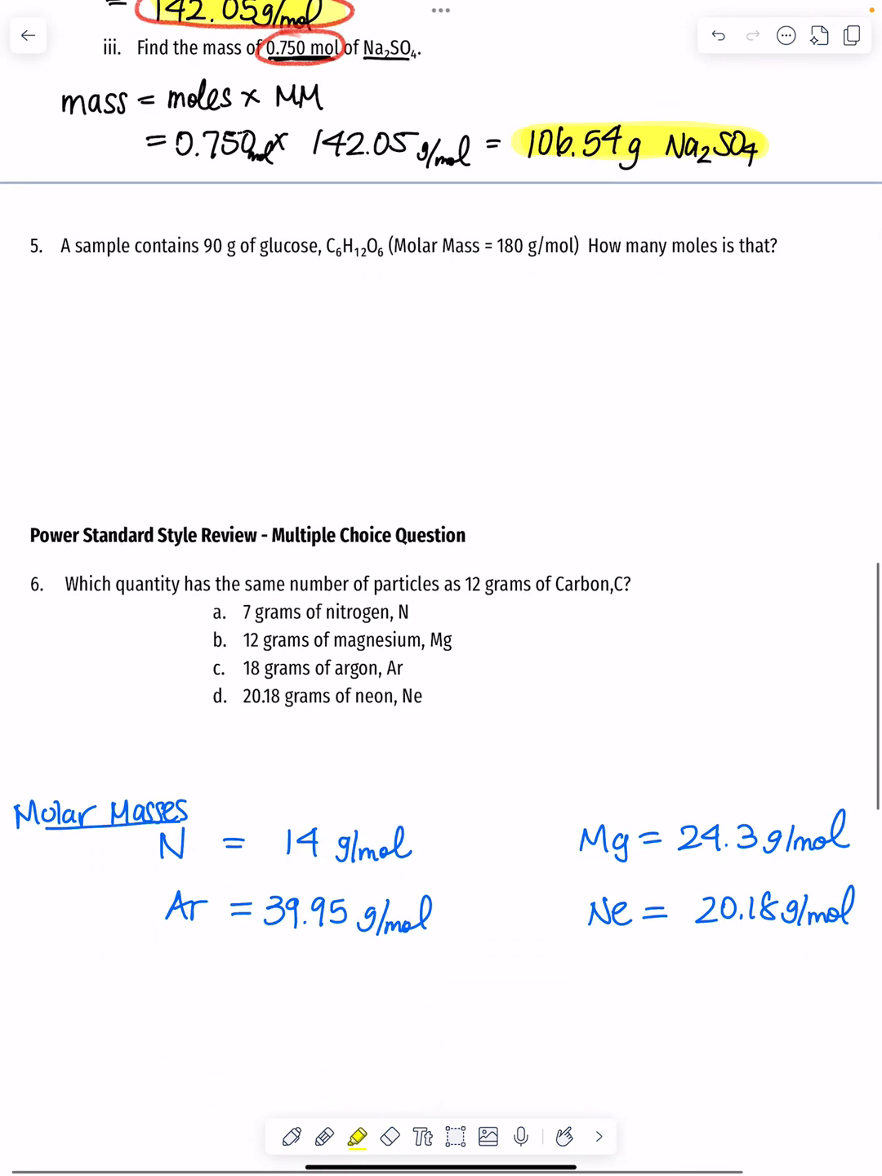All right, next page of questions, only 2 more. It says a sample contains 90 grams of glucose, C6H12O6. Oh, and look at that. I gave you the molar mass. It's about 180 grams per mole. And I ask, how many moles are there?